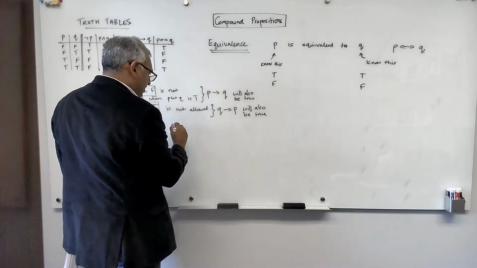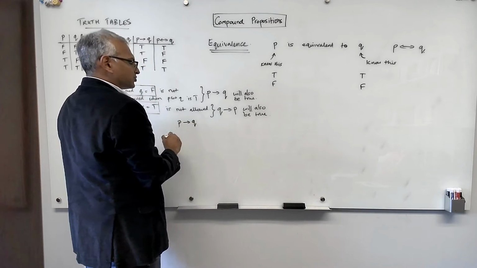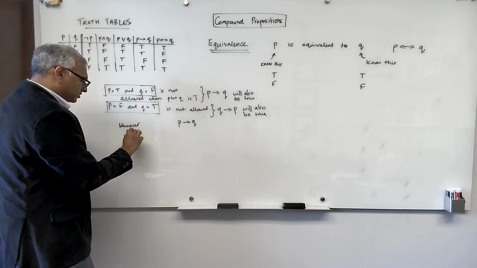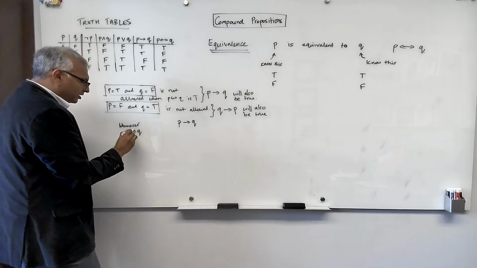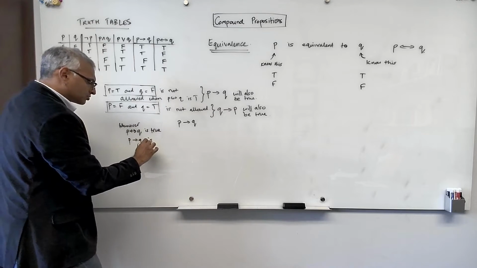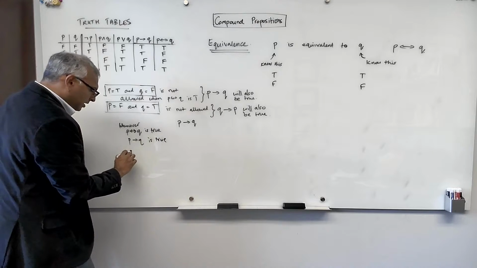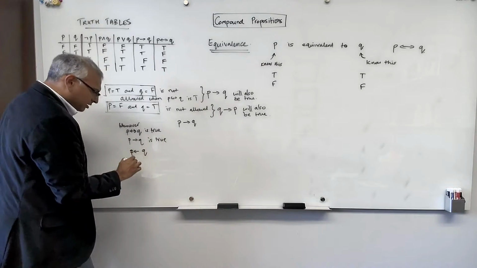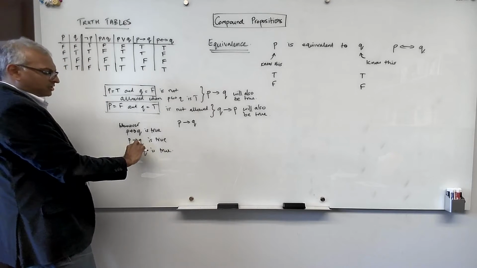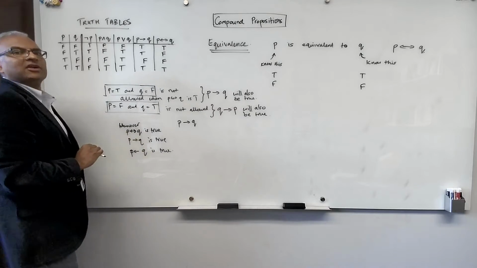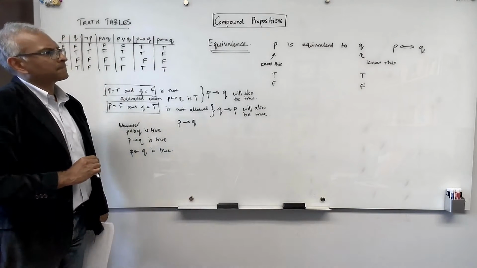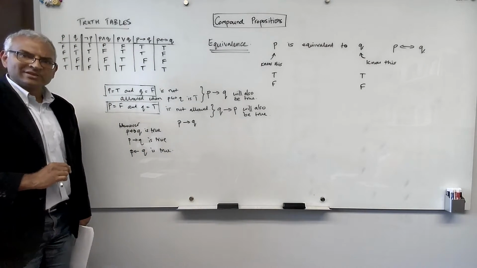So let's see what we have. Whenever P equivalent to Q is true, then P implies Q is true, and Q implies P is also true. So both of these are true. If you write them on top of each other, you see these arrows become this double arrow. And so that's the origin of this notation with the double arrow for equivalence.